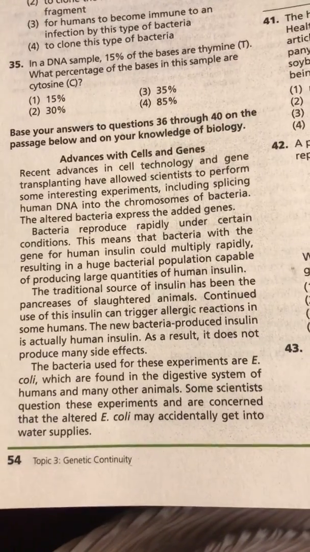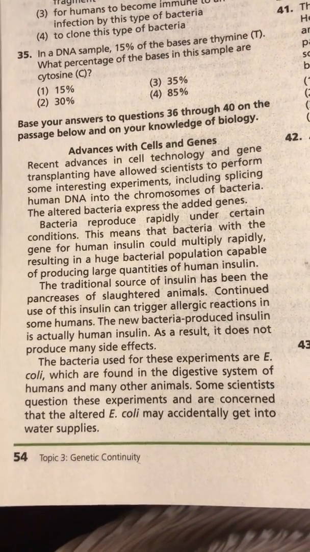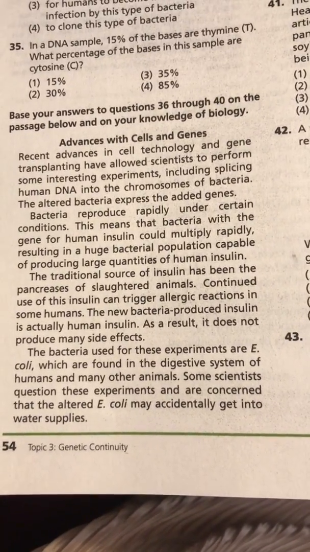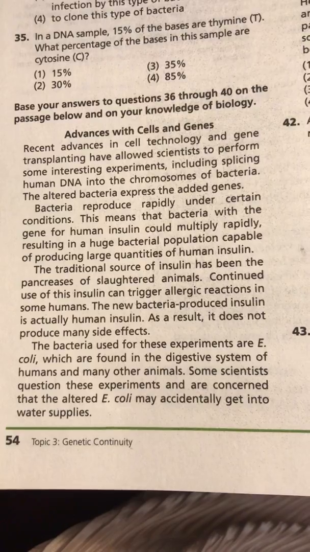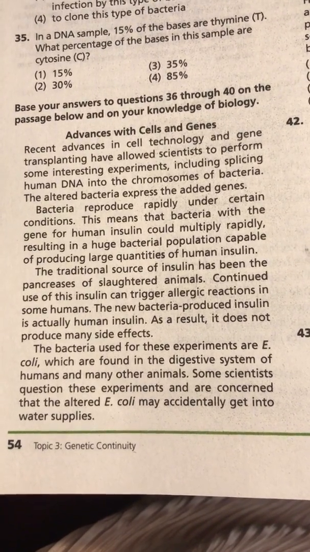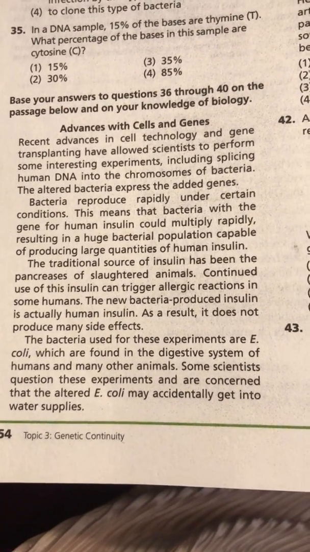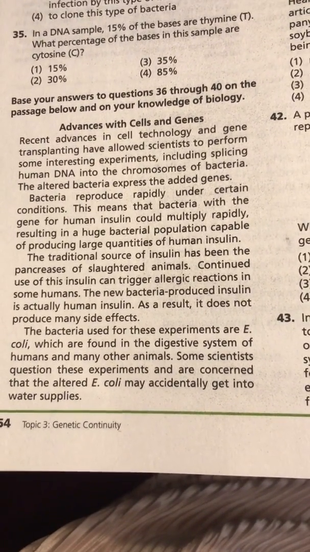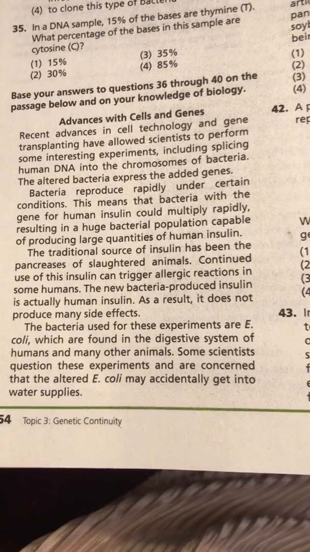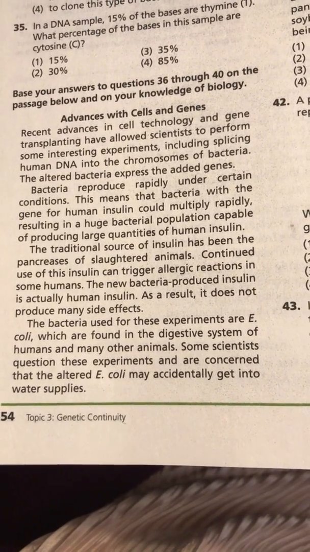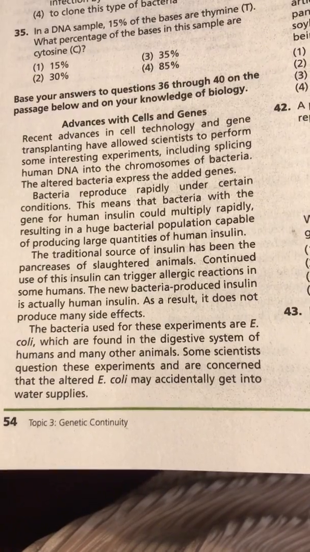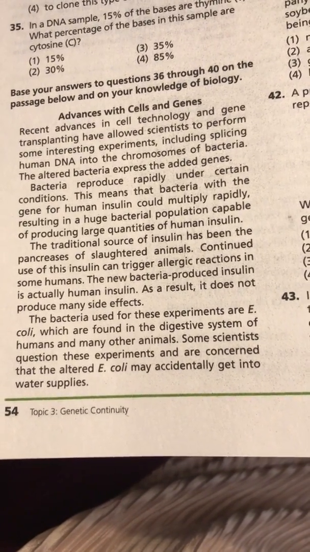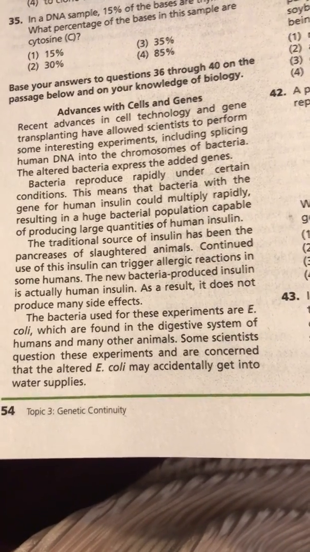Base your answers to questions 36 through 40 on the passage below and on your knowledge of biology. Advances with cells and genes. Recent advances in cell technology and gene transplanting have allowed scientists to perform some interesting experiments, including splicing human DNA into the chromosomes of bacteria. The altered bacteria express the added genes. Bacteria reproduce rapidly under certain conditions. This means that bacteria with the gene for human insulin could multiply rapidly, resulting in a huge bacterial population capable of producing large quantities of human insulin.